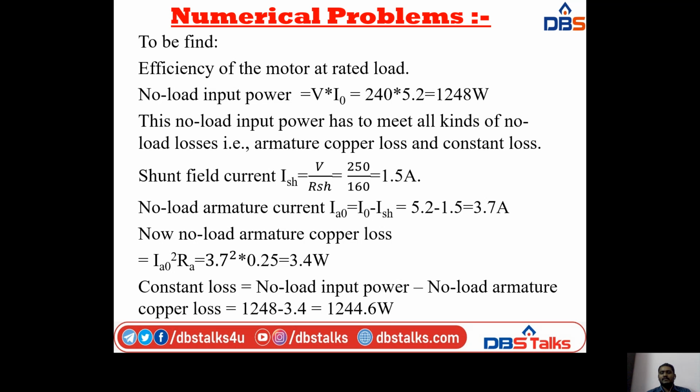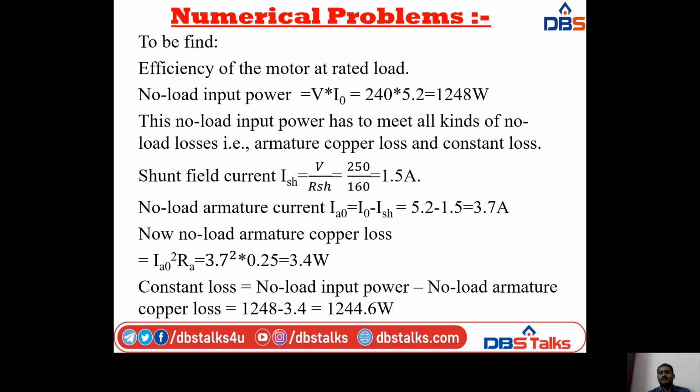Before calculating these losses, firstly we have to calculate the shunt field current, because here they have given a shunt motor. That means shunt field current ISH is equal to V by RSH. In the problem the supply voltage is 250 and the RSH value is 160. Finally we have 1.5 amperes shunt field current. Next we have to calculate the no load armature current, that is IA naught.